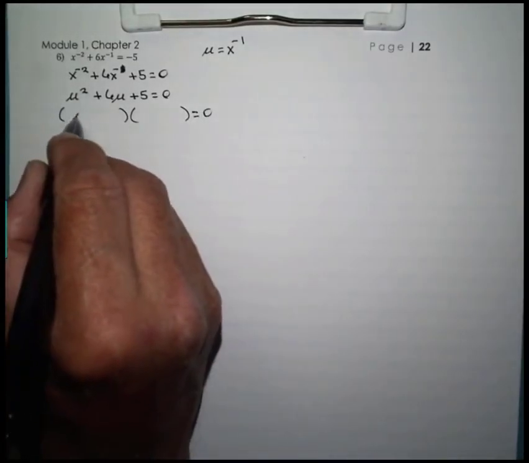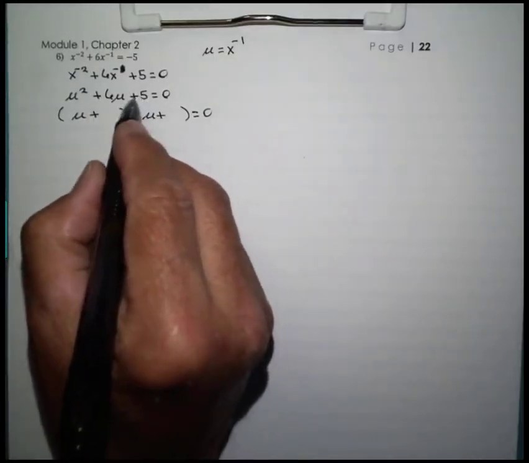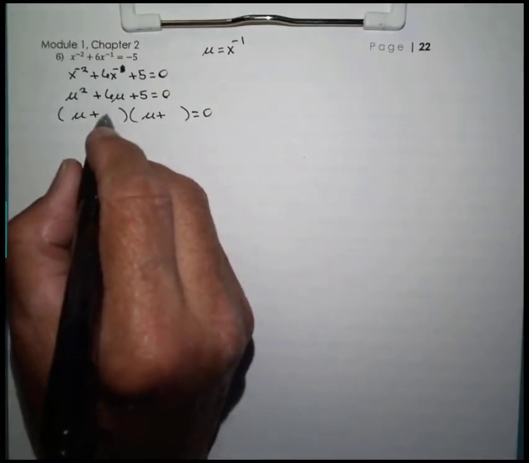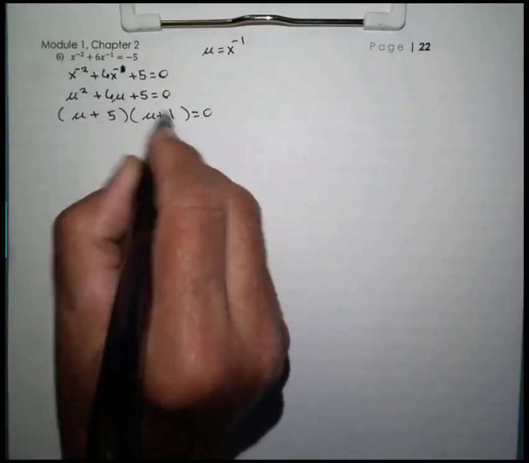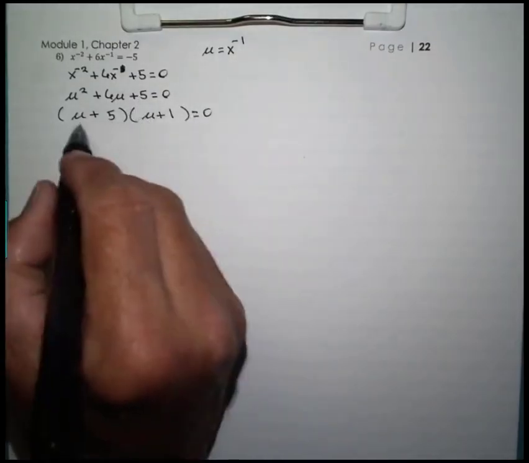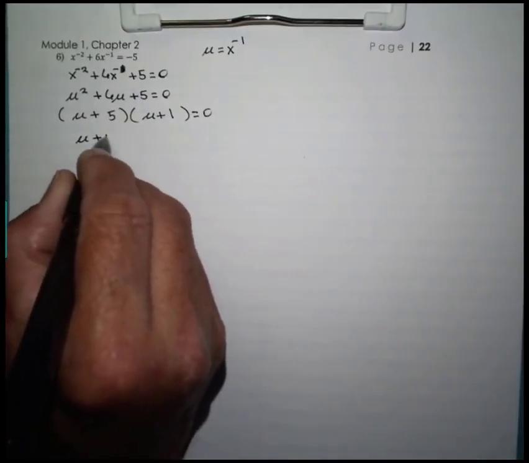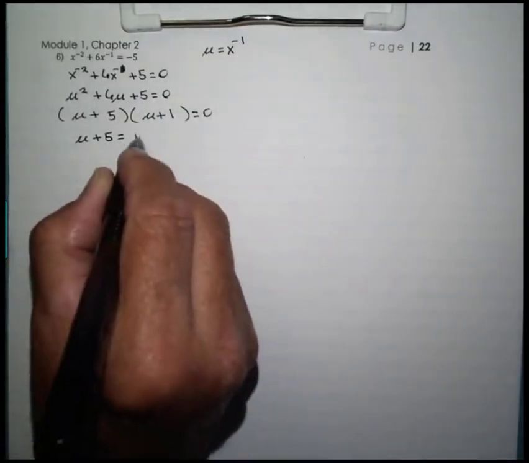We have to use u plus for both of these. And we want factors of 5 that add to give us 6. How about 5 and 1? Check it real quick. u times u is u squared. 5 times 1 gives me 5. This is 5u plus 1u, 6u. So I'm good. u plus 5 is going to equal 0.